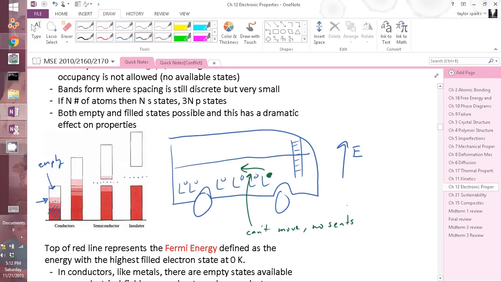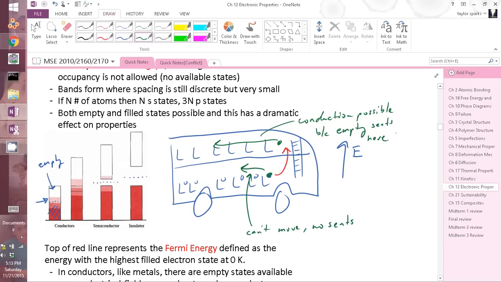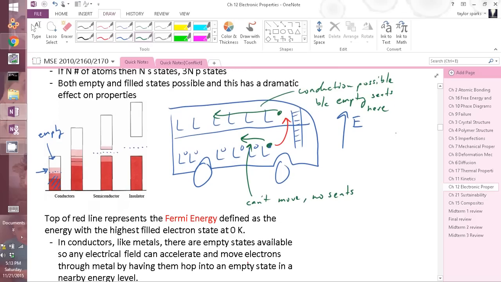But if he pays the energy to get promoted, all of a sudden now he goes upstairs where there's lots of empty seats. None of these states are occupied by electrons. So now if our electron does arrive up here, it can move very easily. Conduction possible, because empty seats available. Okay, so this concept, which I'm describing right now, that you have to overcome the energy of the band gap if you want to be a conductor, gives rise to this radical difference in electrical properties.